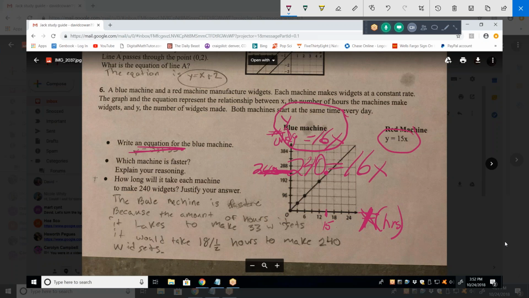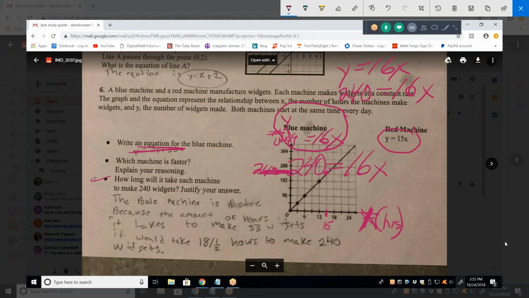I've got to start with y equals 16x. And what is y? Y is the number of widgets you produce. They're saying when is that equal to that? Now you solve that for x and you get 15 hours. So the first machine, the blue machine, takes 15 hours.